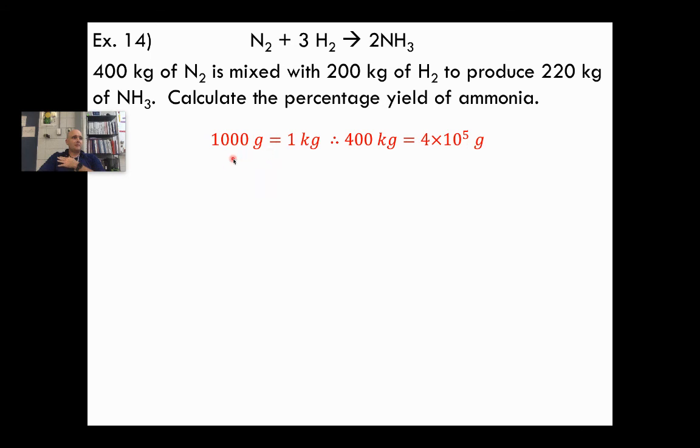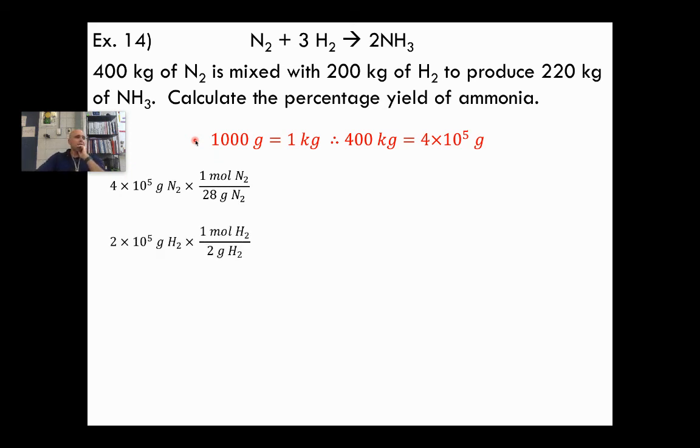So I'm going to say that because 1,000 grams is 1 kilogram, therefore 400 kilograms is 4 times 10 to the 5th grams. Okay? With me so far? So whenever you see me put 4 times 10 to the 5th grams, you know what I mean. I have to do that because my molar mass is in grams. If you know a convenient way to really trick this up without having to do all that stuff, let me know. I would sure like to know.